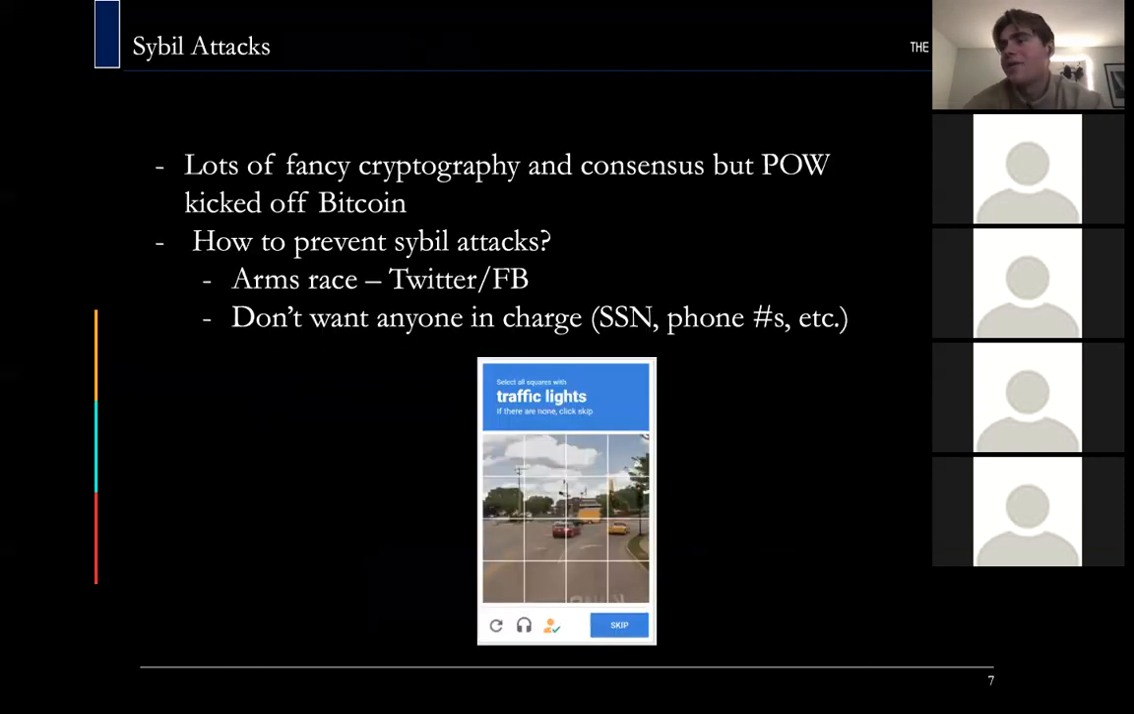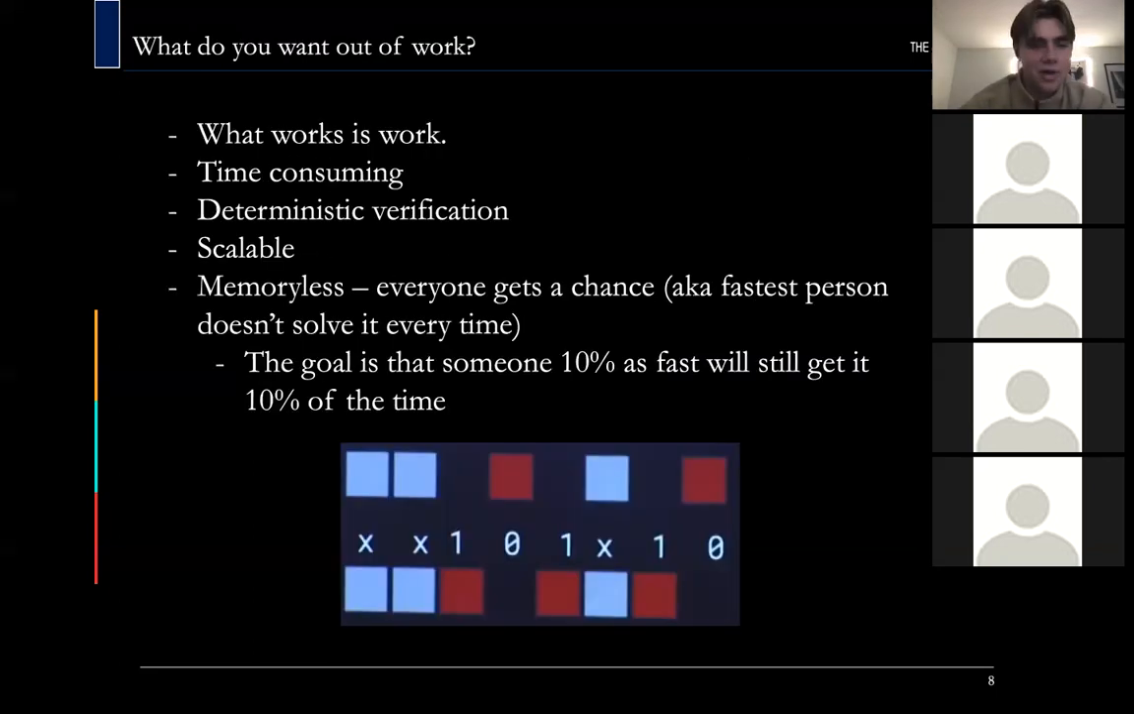It's like, okay, if what Twitter or Facebook does doesn't work, and if using social security numbers and phone numbers doesn't work, then what the hell works? Well, what works is work. You cannot beat this whole system that Bitcoin has created, and that's what has made its name to fame. So what do you want out of work?